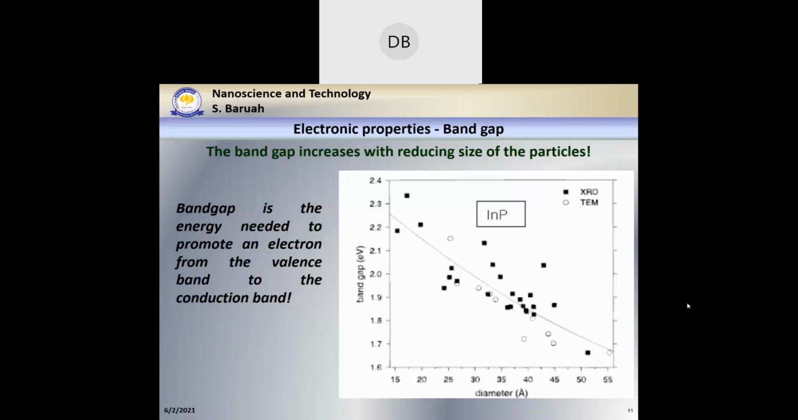So these type of plots can give you a lot of information, and you can actually plot them yourself using various techniques. But remember this, that smaller is the size, wider will be the band gap, and wider the band gap, more energy is needed for conductivity. More energy is needed to transfer an electron from the valence band to the conduction band, right?